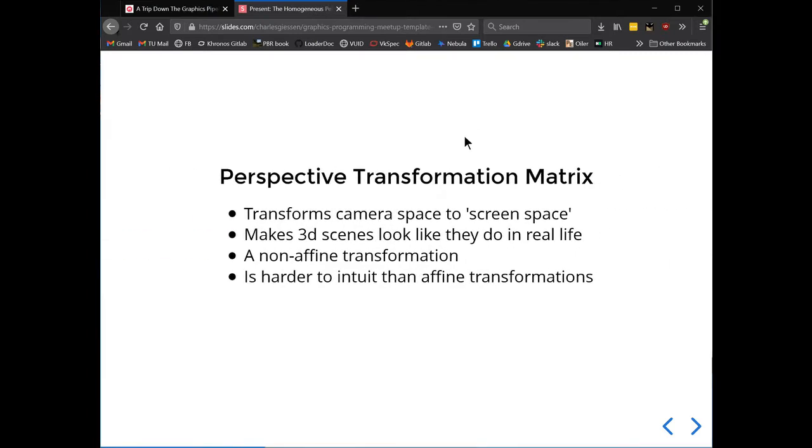So what is a perspective transformation matrix? For anyone who isn't very familiar with the rasterization graphics pipeline, it's a matrix that transforms things from camera space into screen space, device normalized coordinates. It's the thing that skews the scene into looking like a perspective view rather than a flat, parallel-lines-are-perfect view. Specifically, it is a non-affine transformation, and that does make it a bit harder to intuit.